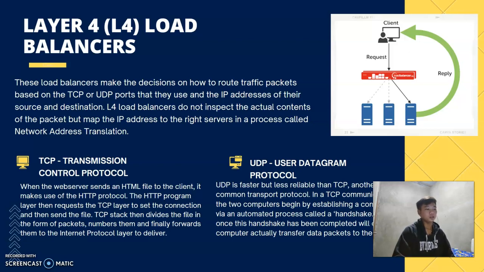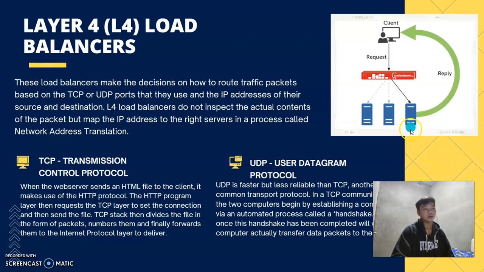While UDP, User Datagram Protocol, is faster but less reliable than TCP, another common transport protocol. In a TCP communication, the two computers begin by establishing a connection via an automated process called a handshake. Only once this handshake has been completed will one computer actually transfer the data packets to the other.